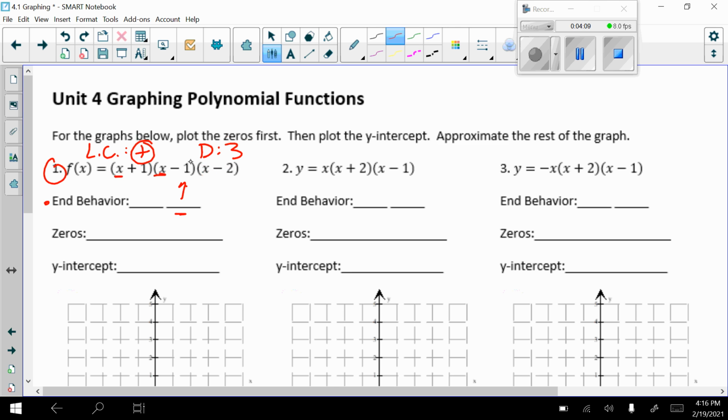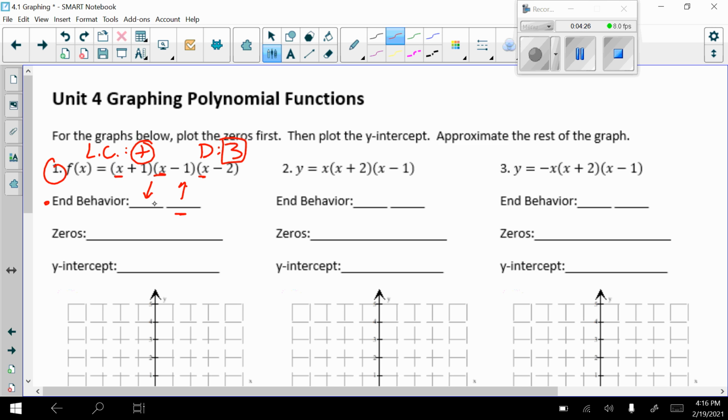3 is an odd number. That's what I mean when I say odd degree. 3 is an odd number here. So since it's an odd degree, that means that the signs do not match. Okay. So if this one's going up, that means this one needs to be going down.